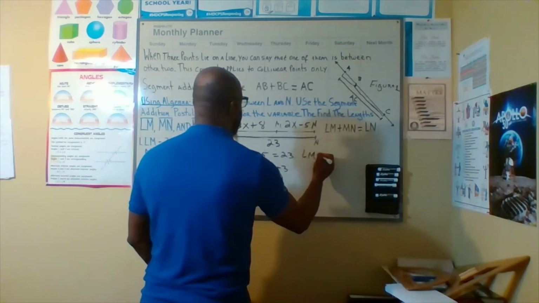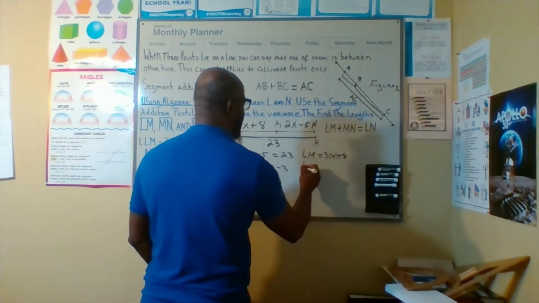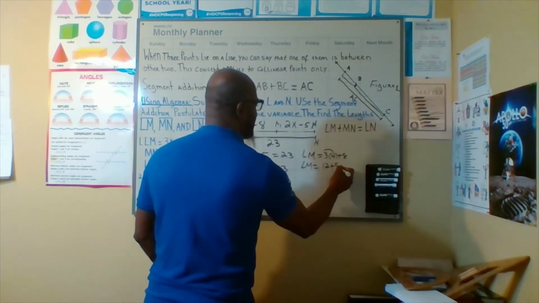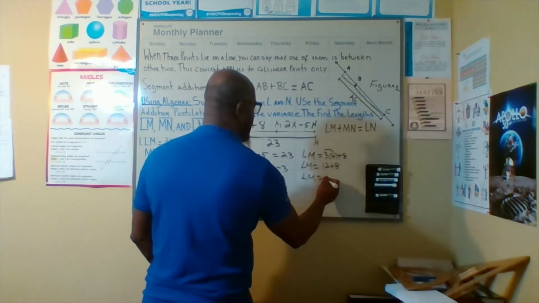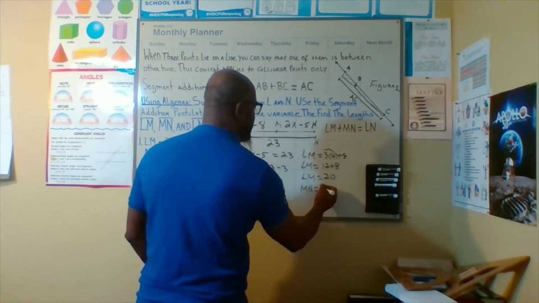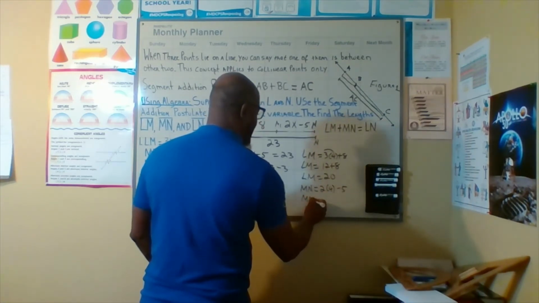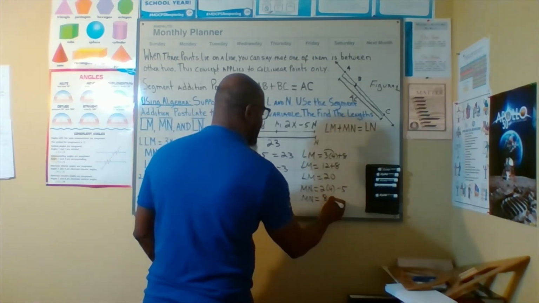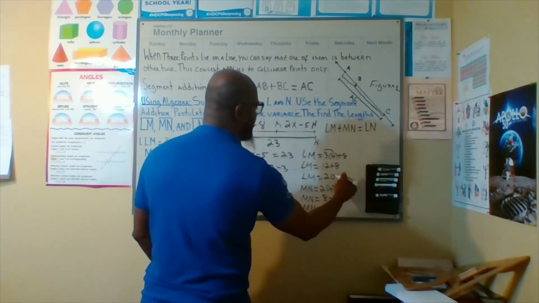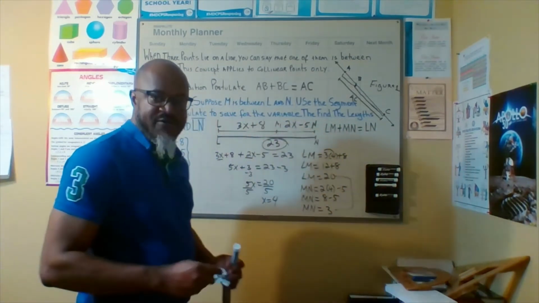LM is 3 times 4 plus 8. LM is 12 plus 8 is 20. LM is 20. MN is 2 times 4 minus 5. MN is 2 times 4 is 8, minus 5 is 3. MN is 3. When you take 20 plus 3, that is 23. That checks out.